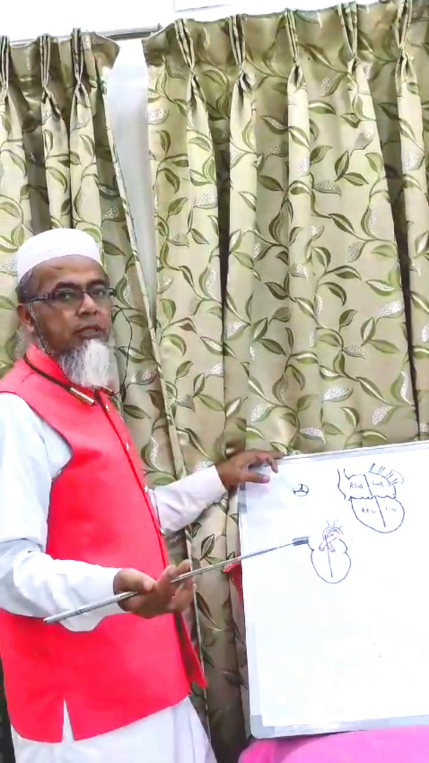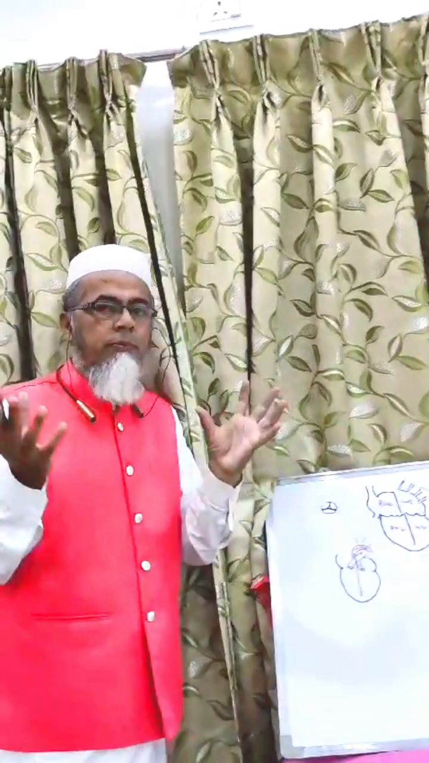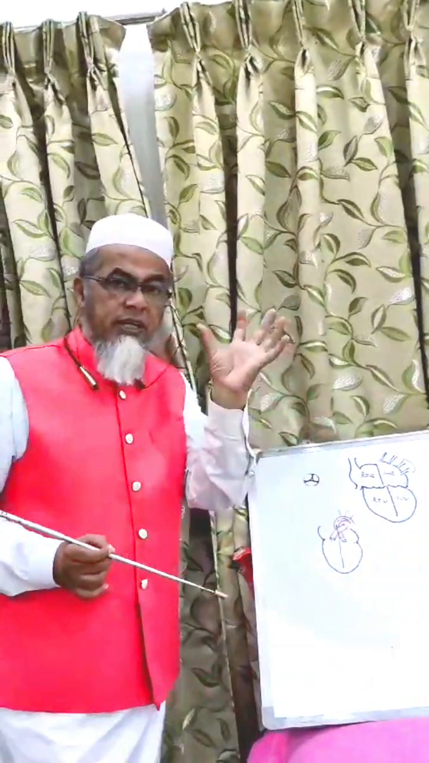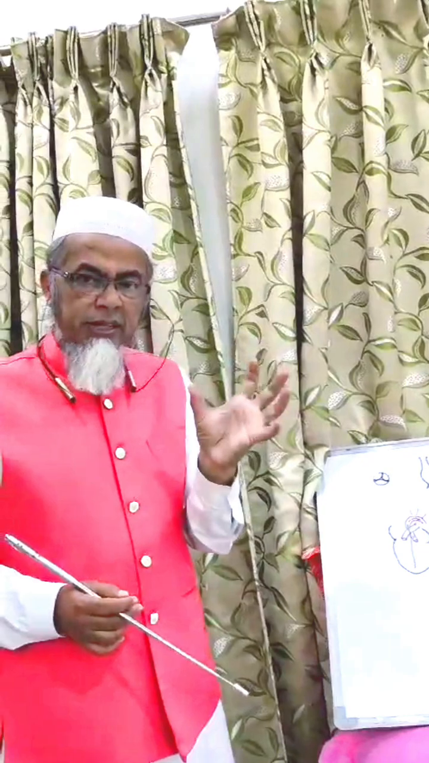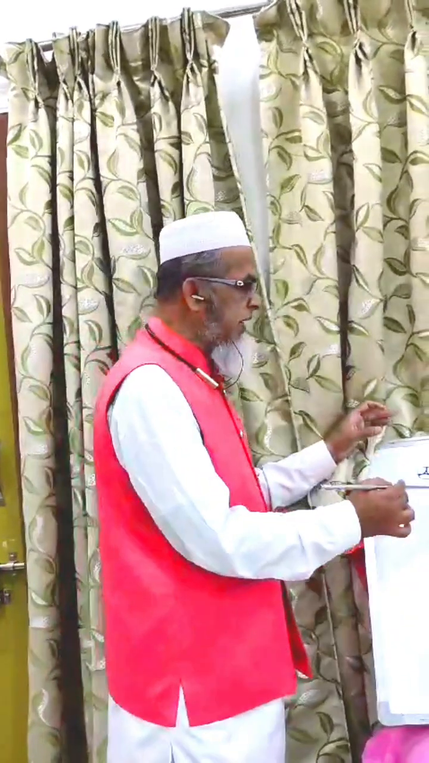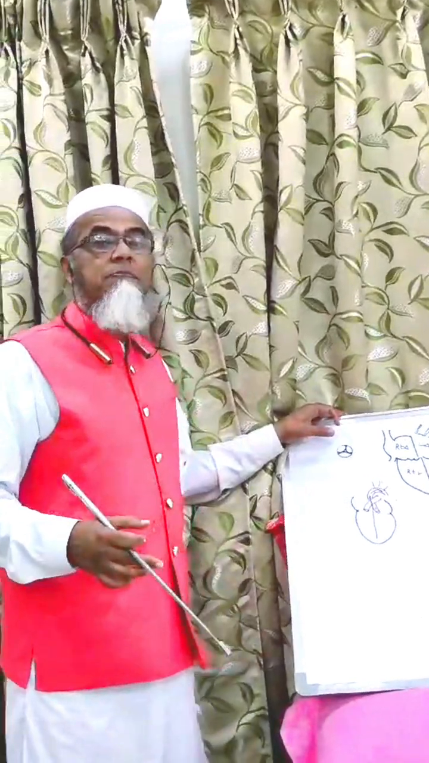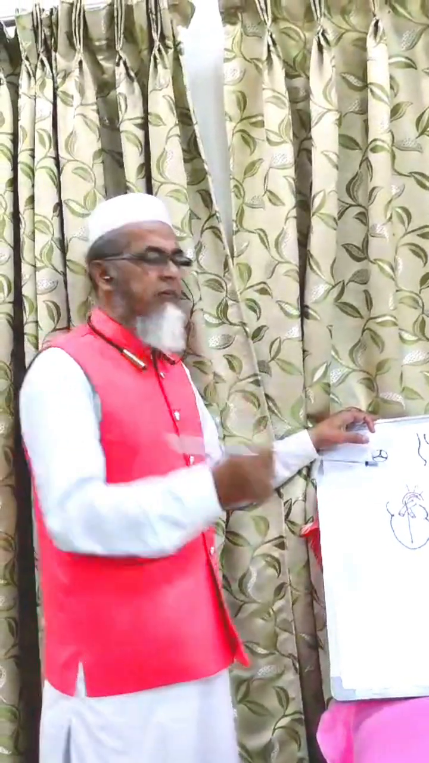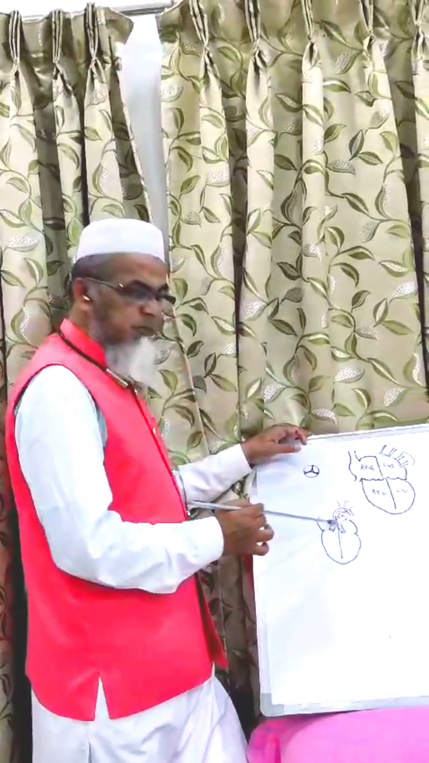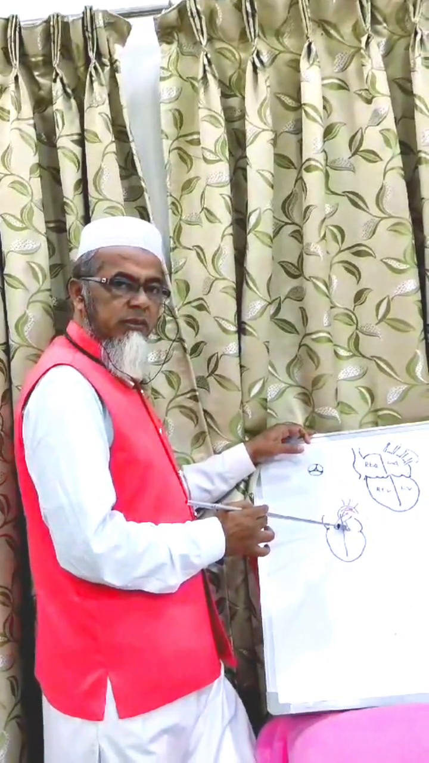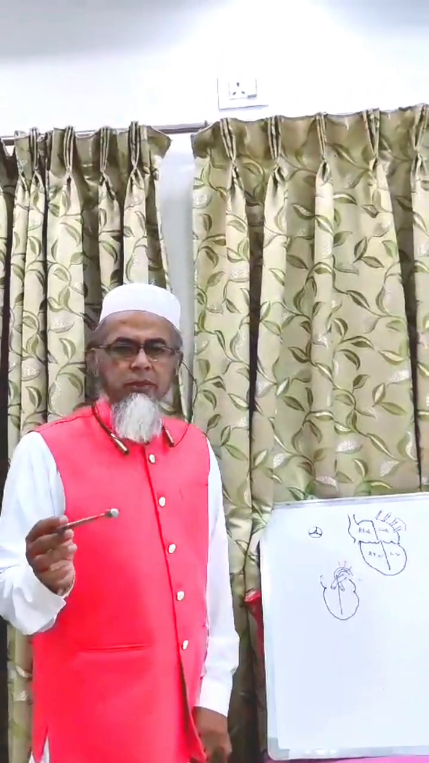Now the outflow obstruction. Outflow obstruction means when the blood is pumped out from the ventricle into the connecting vessels. When the ventricle contracts, the blood from the right ventricle and left ventricle simultaneously pumps into the connecting vessels, to the pulmonary trunk and out. This is the outflow obstruction.